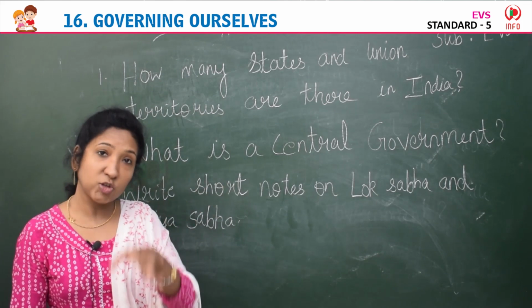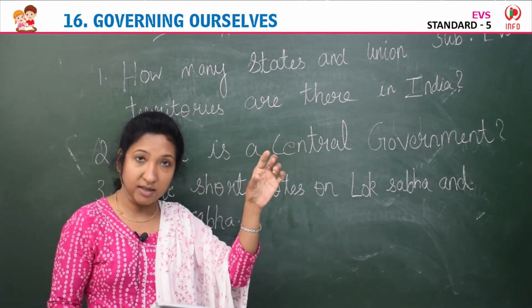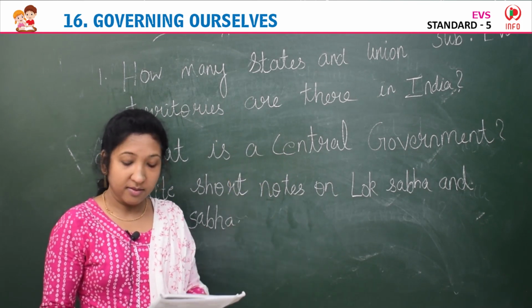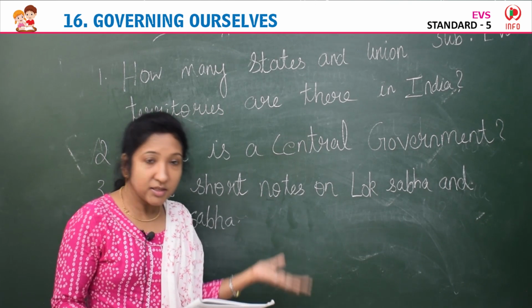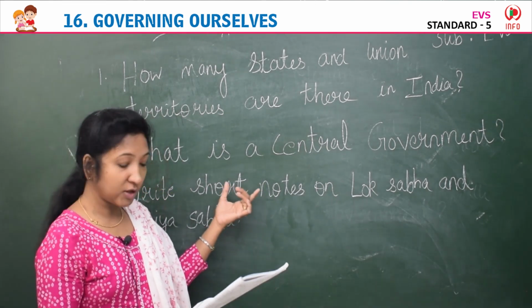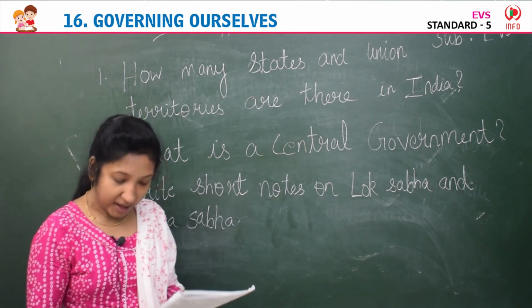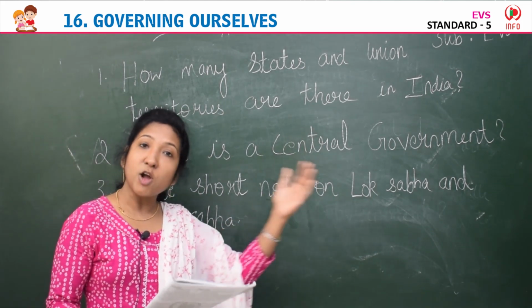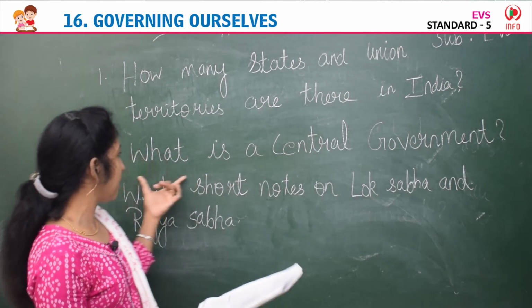It is given in the next page of your lesson. The central government, we have a heading over there. There you will find the answer. Central government or union government is a body that makes the laws for the whole country. This law-making body is called the parliament. It consists of Lok Sabha and Rajya Sabha. That is the answer of the second question.